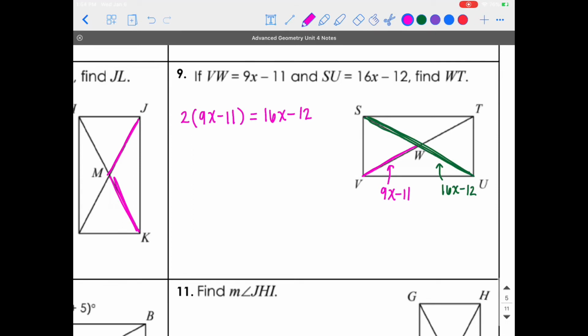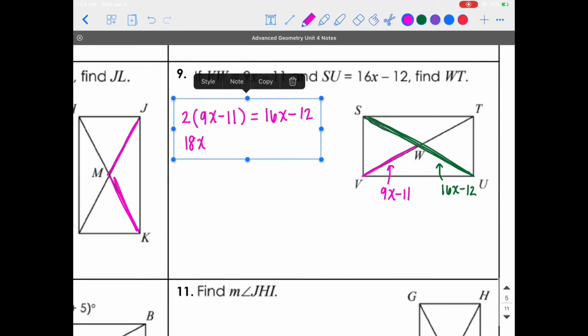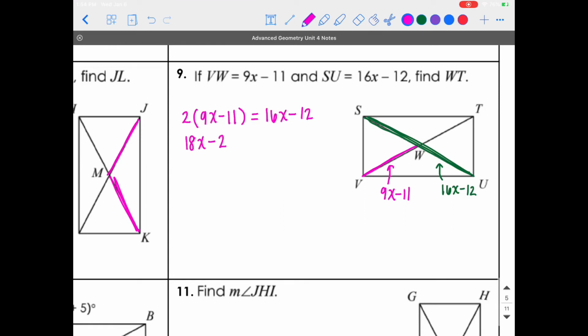And then if I distribute, 18x minus 22 equals 16x minus 12. Subtract 16x from both sides, and I get 2x minus 22 equals negative 12. Add 22 to both sides gives us 2x equals 10. And so x equals 5.